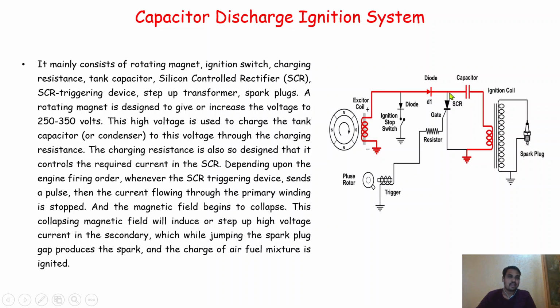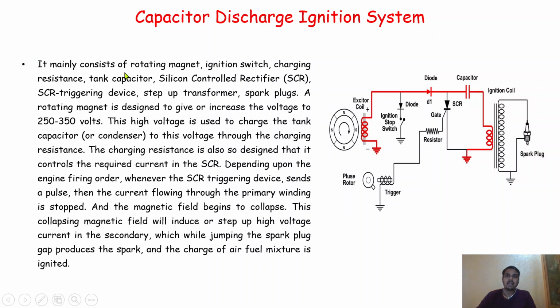This connection is connected with one device called the silicon controlled rectifier, that is SCR. It is also connected with a resistor, and with one trigger, and there is one pulse rotor. In front of this there are two windings. This is the primary winding and here is the secondary winding, and this secondary winding is connected to the spark plug. So this is the construction of this capacitor discharge ignition system.